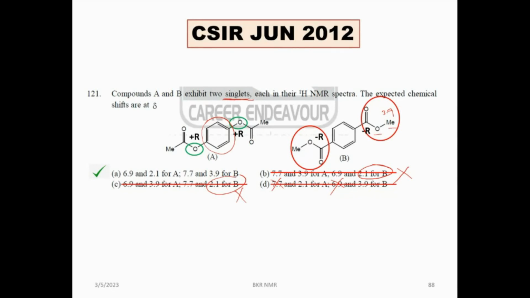Can you tell me why they say 2 singlets? When you say there are only singlets, that shows that there is no splitting. There is no splitting.